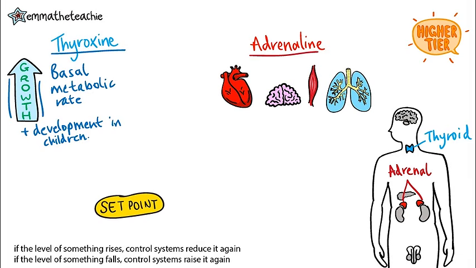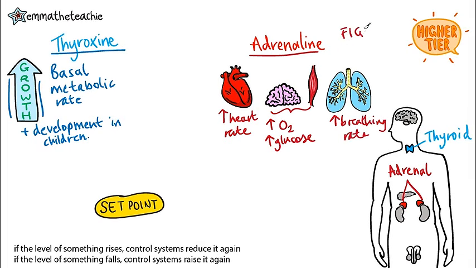Next is adrenaline, produced by the adrenal glands. What do you think it does to these body parts? Well, this hormone increases the heart rate. It also increases the amount of oxygen and glucose supplied to the brain and the muscles. And finally, it increases your breathing rate. These changes prepare you for the fight or flight response.